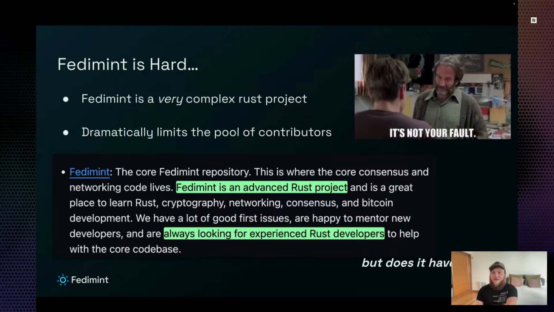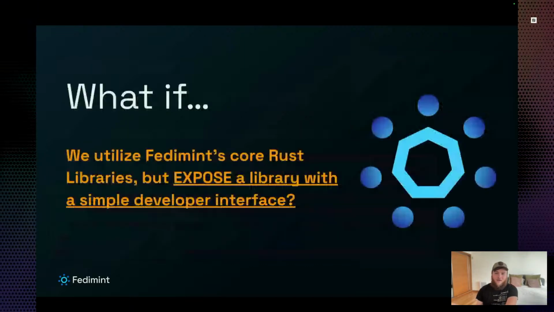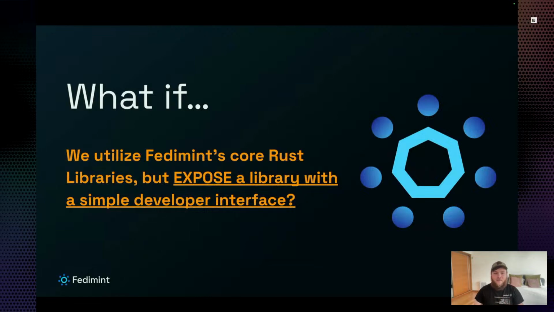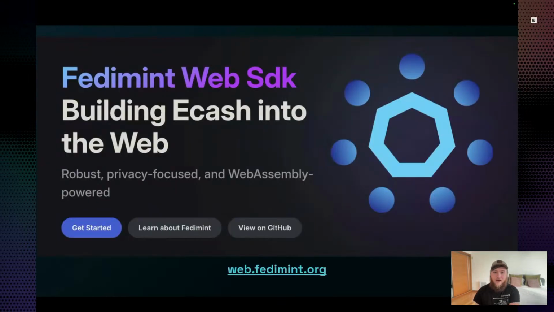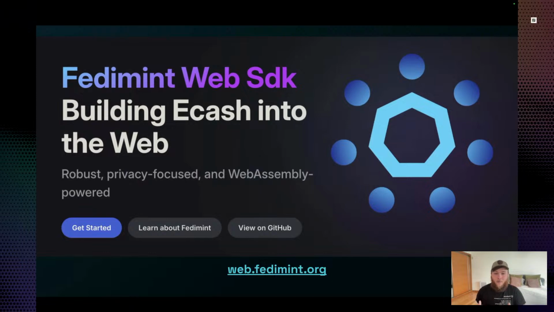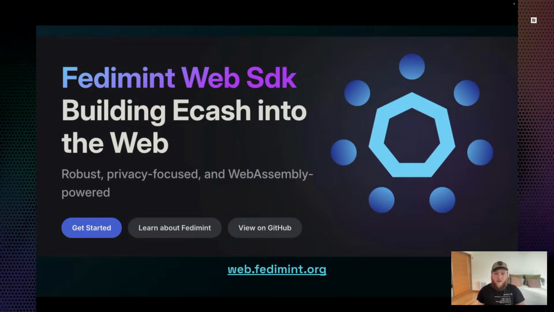But does it have to be? What if we could utilize Fedimint's core Rust libraries, but we wrap it in a library with a simple developer interface? And this is the motivation behind the Fedimint Web SDK. The Fedimint Web SDK allows normal application developers to build Fedimint into their applications. So by using this toolkit, you can build a robust, privacy-focused, WebAssembly-powered wallet directly into your application.